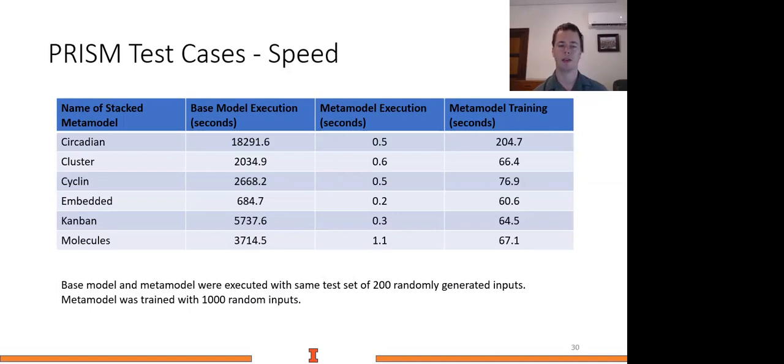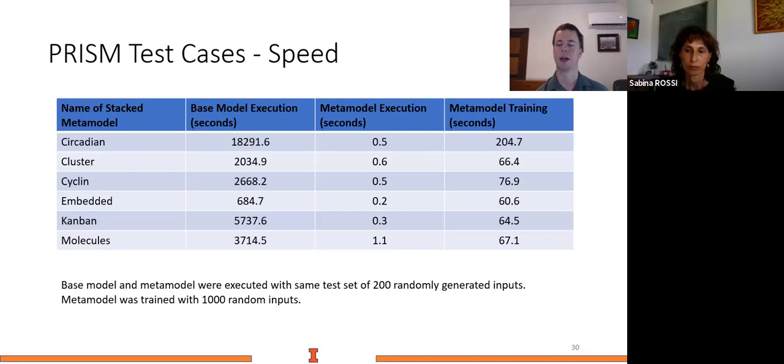Finally, here are the speed numbers for the base model, the metamodel, and the training time for the metamodel. The base model and metamodel were both executed with the same test set of 200 randomly generated inputs, and we see that in every case, the metamodel was thousands to tens of thousands of times faster than the base model. This enables sensitivity analysis and uncertainty quantification techniques that would be too slow to do if applied directly to the base model, but can feasibly be accomplished if applied to the metamodel. We also see that the metamodel only takes a couple of minutes to train on average. So these speed numbers are also very encouraging.